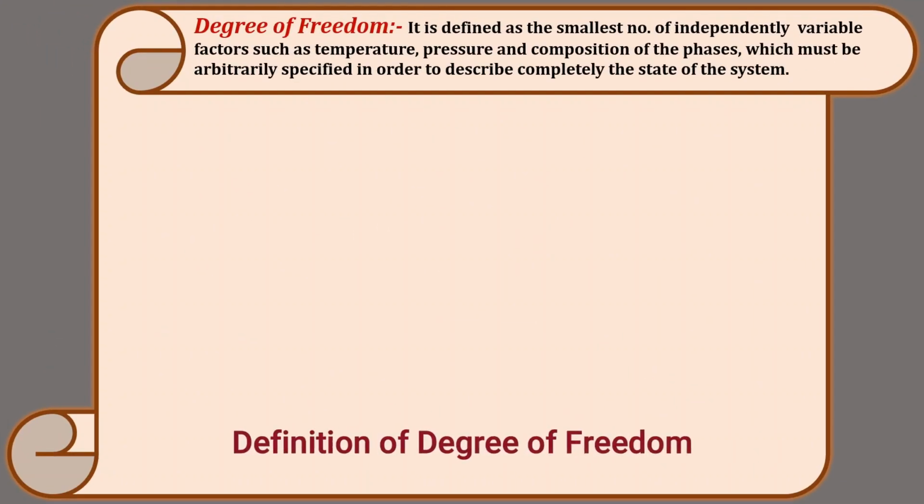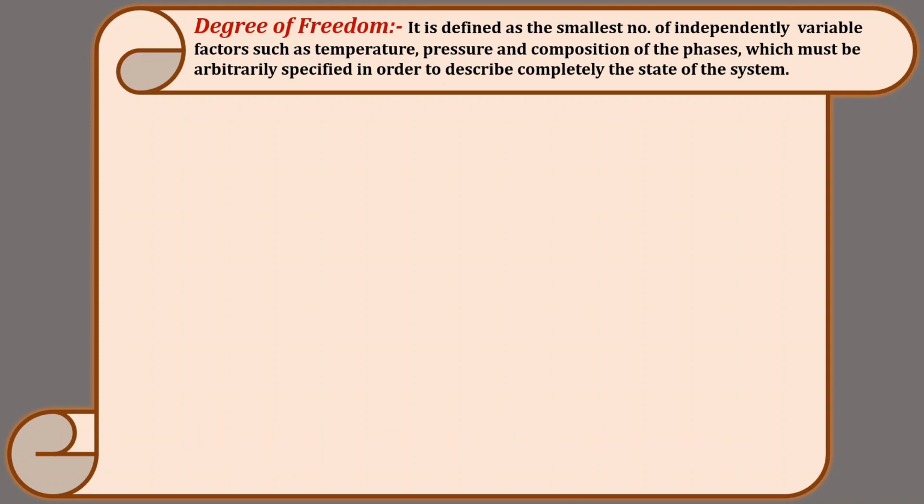Then next is degree of freedom, the third term of the Gibbs phase rule, that is F = C - P + 2. Degree of freedom is defined as the smallest number of independently variable factors such as temperature, pressure, and composition of the phases, which must be arbitrarily specified in order to describe completely the state of the system. That is, independently variable factors: temperature, pressure, or composition of the phases.